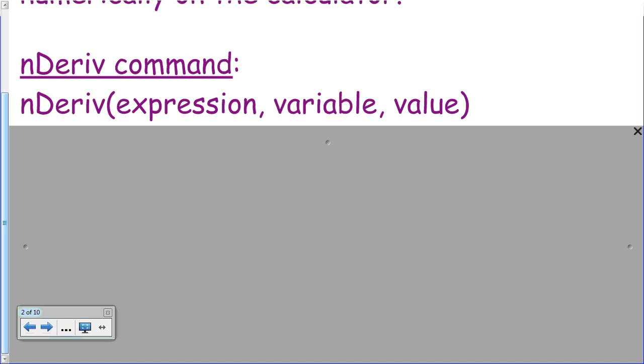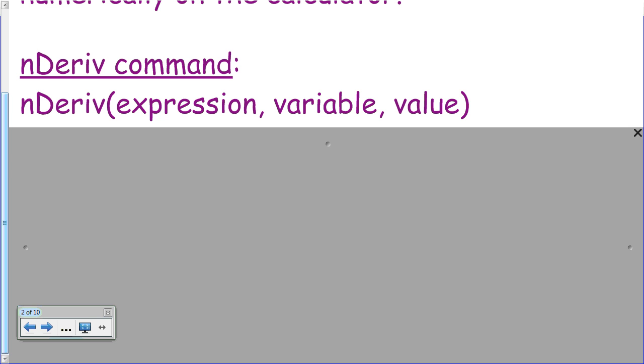The first parameter is the expression. If you're given some function and you're trying to find a derivative of that function at a point, then the expression is the function you're trying to find the derivative of. The second thing you specify after the comma is a variable, whatever variable the expression is defined upon. Usually that will be x. And then finally you specify a value, which is the value that you're trying to find the derivative at. Those three make up our parameters for the nderiv command.